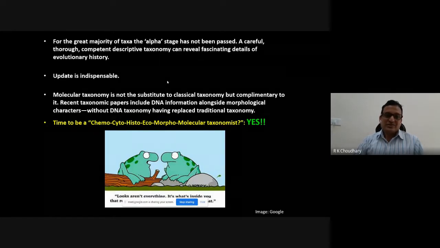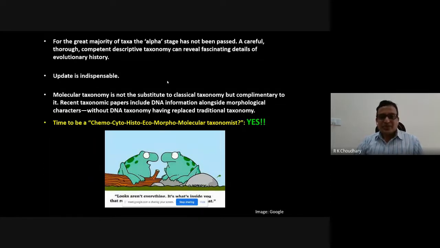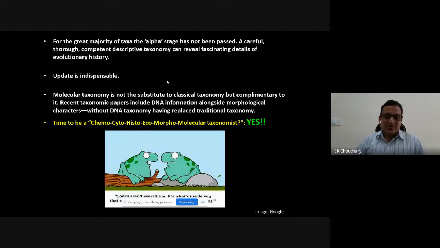In Dr. R.R. Rao's paper, he asked whether it's time to be chemo, cyto, histo, eco, morpho, molecular taxonomists. My answer is yes, sir. This is the time to become chemo, cyto, histo. You have to combine everything together and then propose something with a good classification system. This is a cartoon I have shown here, where two frogs are talking, saying that looks are not everything; it is what is inside you that matters. A biology teacher told me about this.